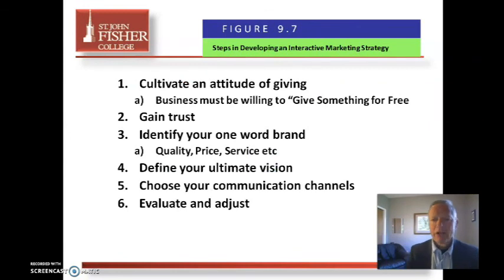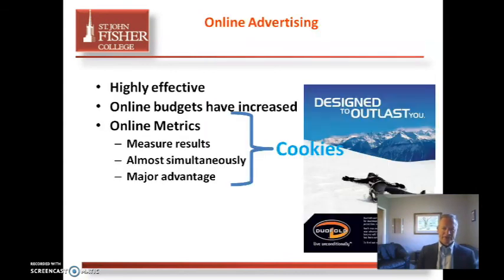So, steps in developing an interactive marketing strategy. Number one, cultivate an attitude of giving. People want to know, what am I getting for this? What are you giving me back? I want something for free. Maybe it's free shipping. Maybe it's some type of information from the website, like REI, or content marketing. Maybe they want to gain trust. You want to gain trust. You want to identify your brand. You want to define your intimate vision, choose, and then evaluate.